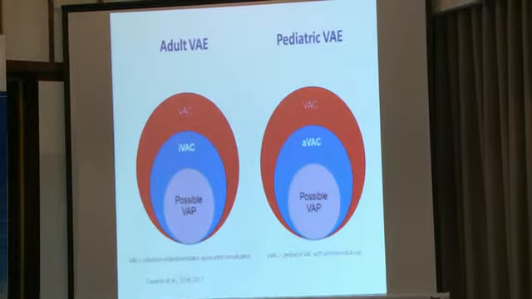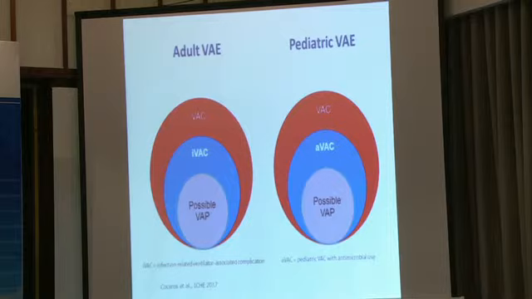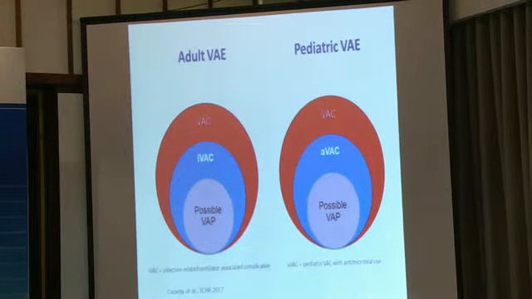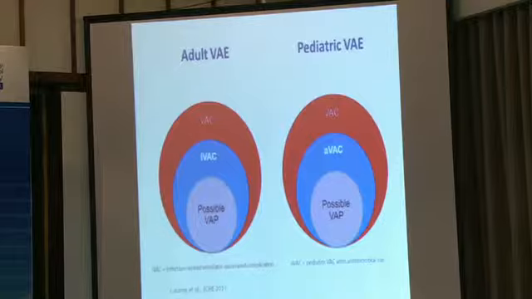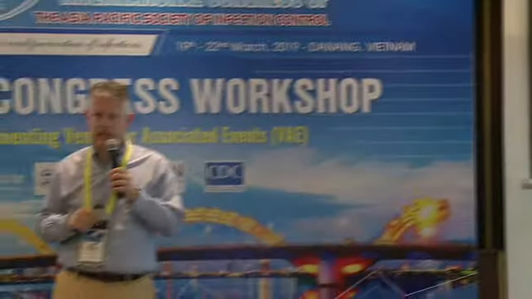So remember Dr. Park showed you the 3 different tiers. So we have the same 3 different tiers for children with VAE. The first tier is VAC that I just told you about. And then instead of IVAC, infection-related VAC, which they use for adults that you heard about from Dr. Park, we use something called AVAC, which stands for pediatric VAC with antimicrobial use. And then inside that is the 3rd tier, which is possible VAP, just like in adults, okay? So the second tier is a little bit different for children. Instead of IVAC, we have AVAC.